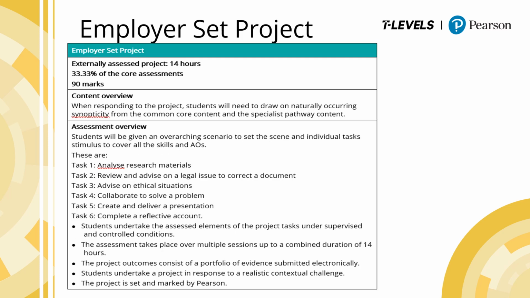The employer set project, or ESP for short, is the third assessment for the core component. It is 33% of the overall core component, worth 90 marks. The outcome of this assessment gets added to the core exams to create the overall grade for the core component. If a student passes the core exams and fails the ESP, they only have to resit the ESP. Again, please see our video on assessment, results and resits. The ESP itself is made up of 6 tasks. Each task has a specific duration of time allocated to it. The assessment window is set by Pearson, and we will look at how the assessments are scheduled within the window in a couple of slides' time.